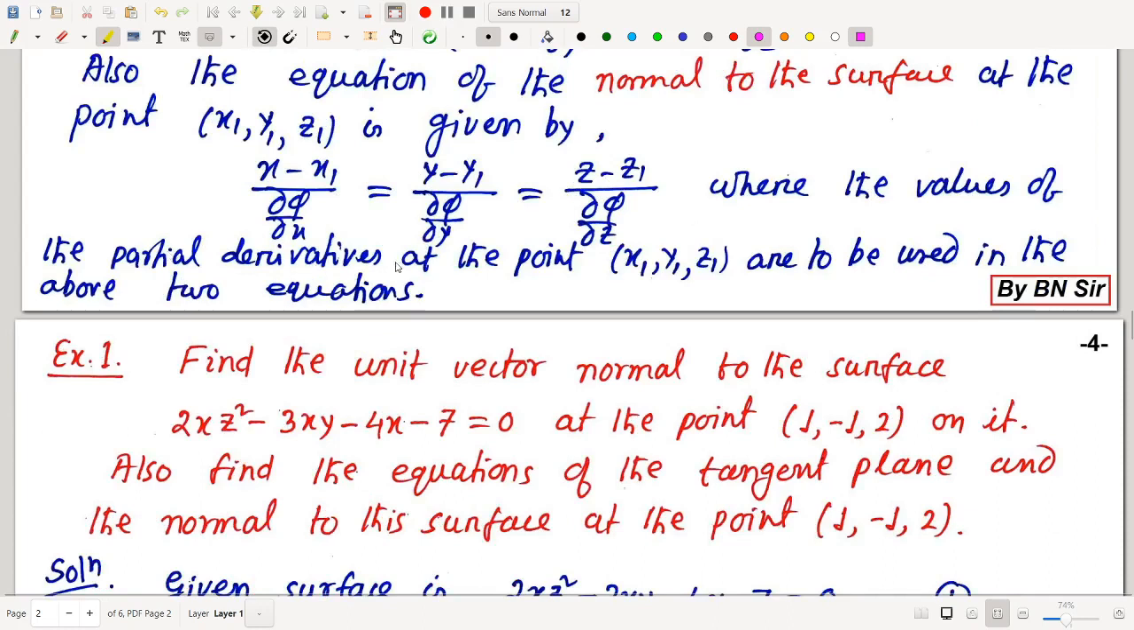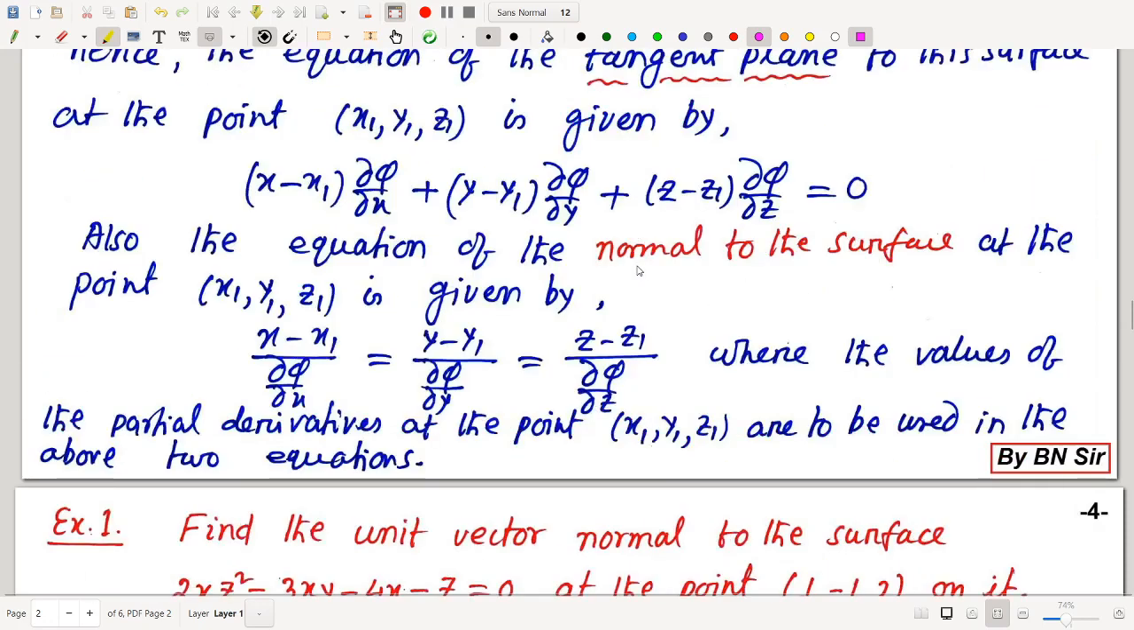Where the values of the partial derivatives at the point (x1, y1, z1) are to be used in the above two equations. That is important because we are finding the tangent plane and normal at the point (x1, y1, z1), so the partial derivatives' values should be used at the point (x1, y1, z1).